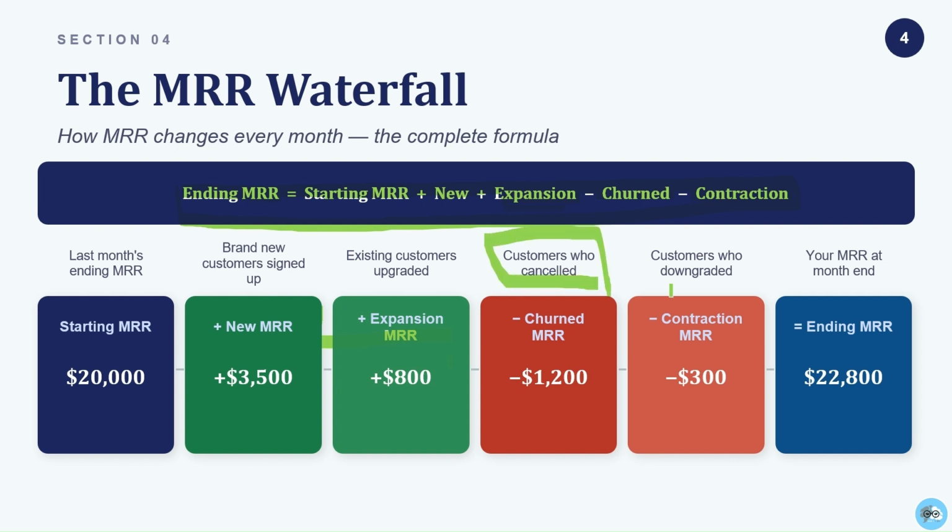Next, we have contraction MRR. Contraction MRR is just the opposite of expansion MRR. In expansion MRR, existing customers are upgrading. Just like that, in contraction MRR, existing customers are downgrading. So, for example, if you had 25 customers on the premium plan and now they are shifting to the basic plan, the revenue loss from that will be counted in your contraction MRR. So, this is how we will be getting our MRR calculation for the next month.